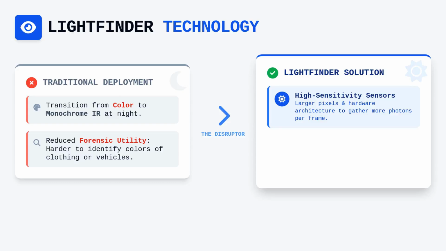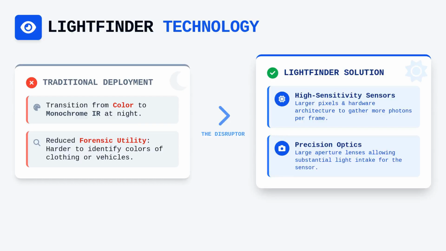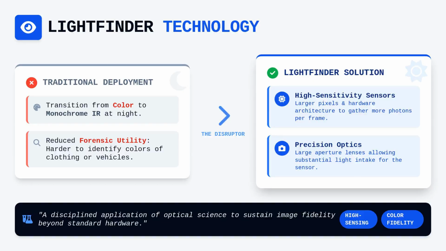The sensor itself is designed with larger pixels or enhanced hardware architecture that gathers more photons per frame than a standard digital image sensor. When you combine this with a precision-engineered lens, often characterized by a large aperture that lets in substantial light, the system can operate effectively in environments where the human eye struggles to see. It is not magic, but rather a disciplined application of optical science designed to sustain image fidelity well beyond the reach of standard hardware.